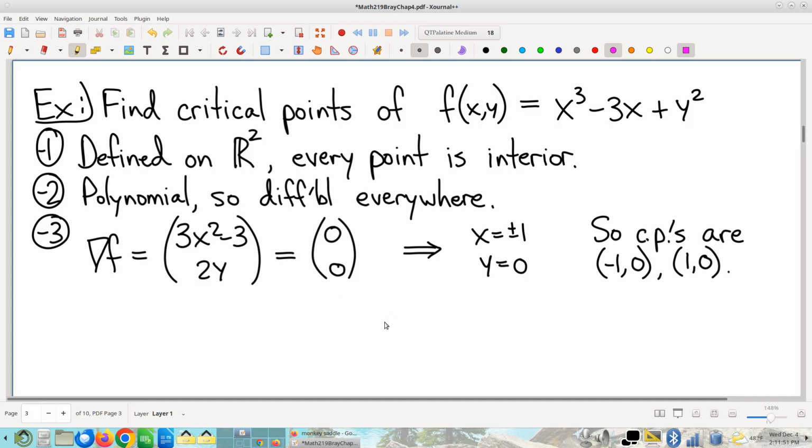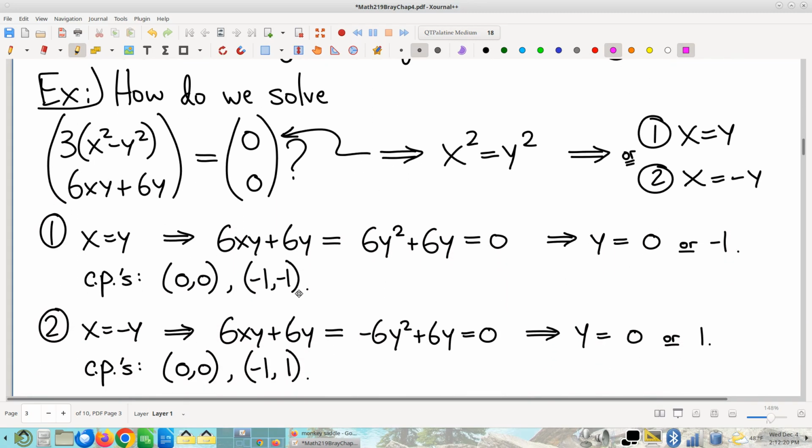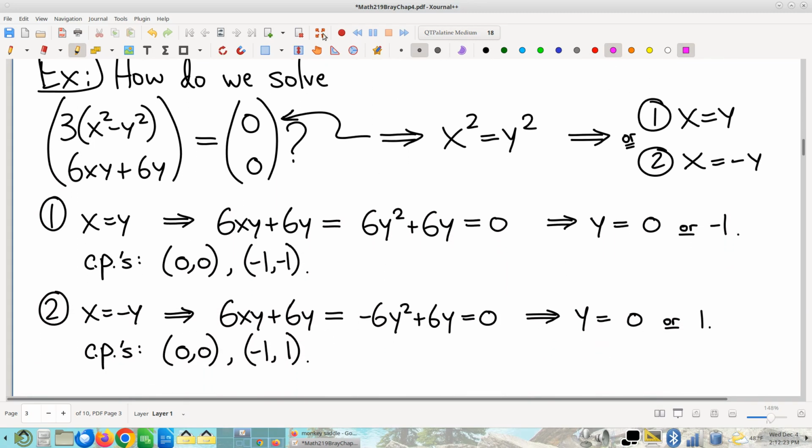Okay, now there is something about this example that is a little unrepresentative, and that is the algebra worked out really, really easily. In particular, solving this vector equation, or you might say solving this system of equations, by the way, nonlinear system of equations, is sometimes really, really hard. This one happened to be really, really easy. I just want to show you what solving a nonlinear system of equations can look like in some cases.